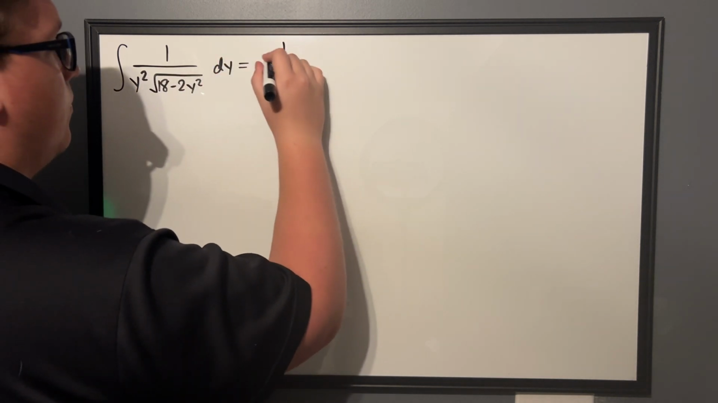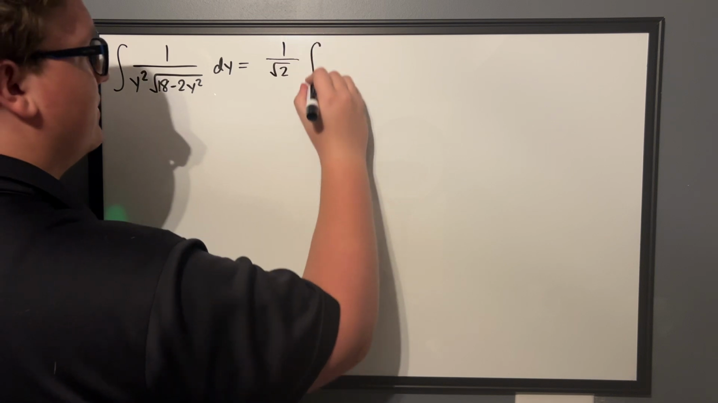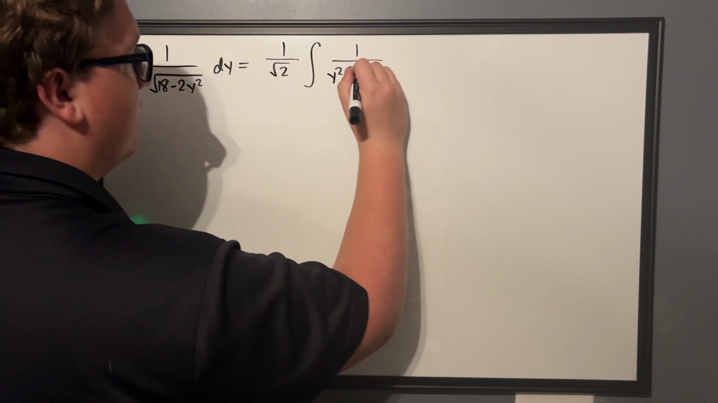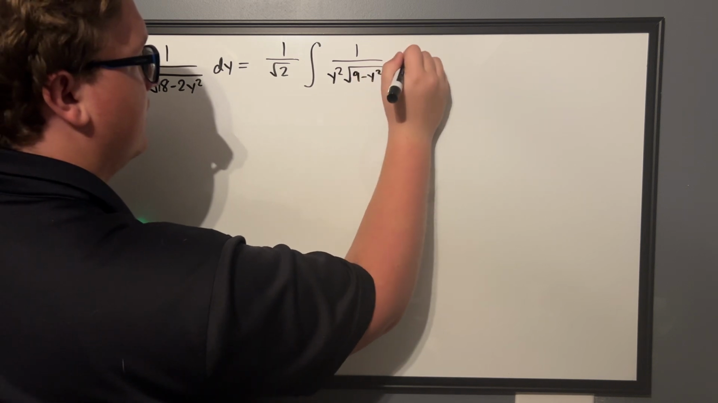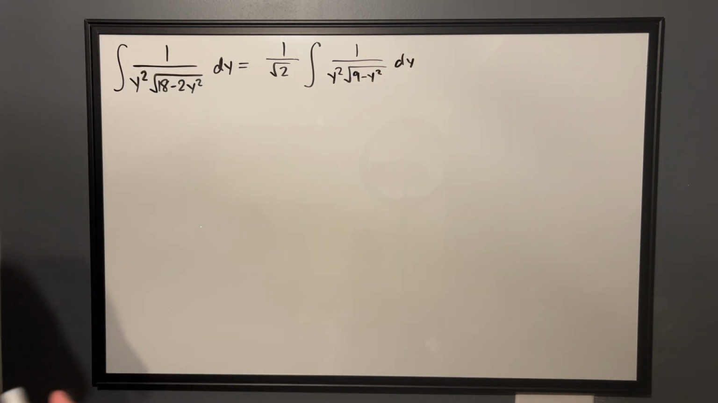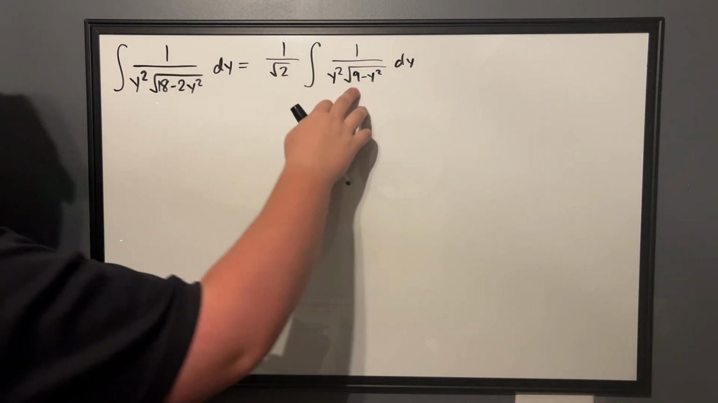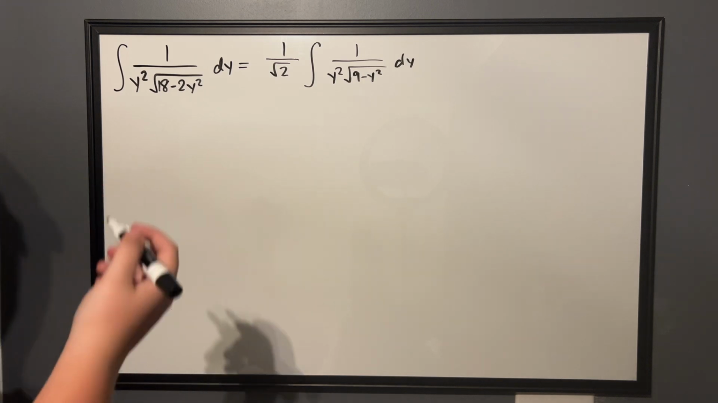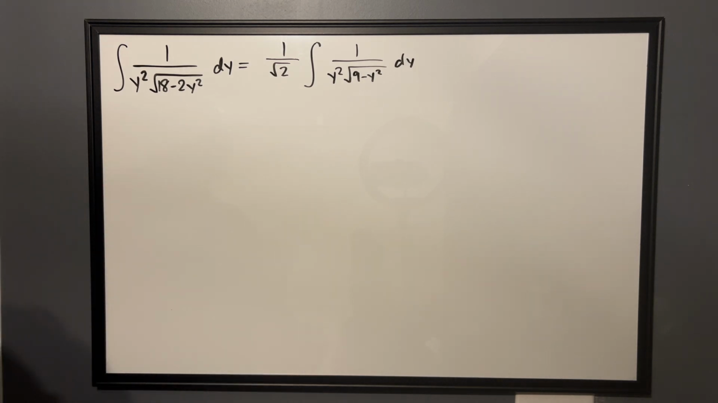So this is the same thing as 1 over the square root of 2 times the integral of 1 over y squared, the square root of 9 minus y squared, dy. So those are equal, and now this is going to be much easier to work with a trig sub, because the y squared doesn't have a coefficient in front of it.